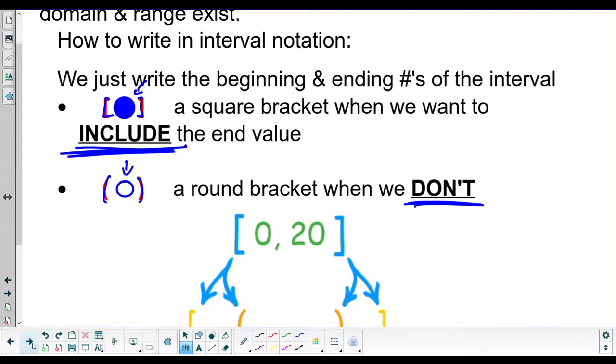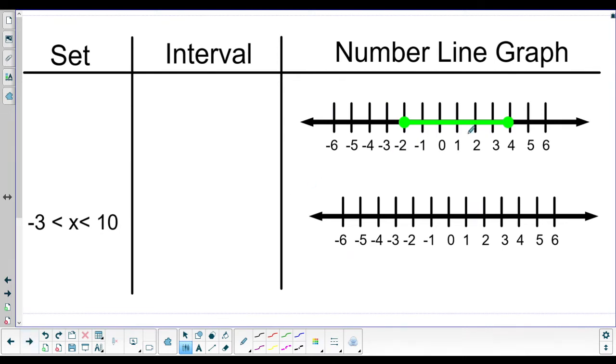Okay, so let's look at some examples. Here we have a number line graph, and we are trying to say that our domain is going to go from negative 2 to 4. And because these are filled in dots here and here, we're going to include the endpoints. So let's talk about set notation first. We're going to put x right in the middle every single time. And then we're going to put a less than and a greater than.